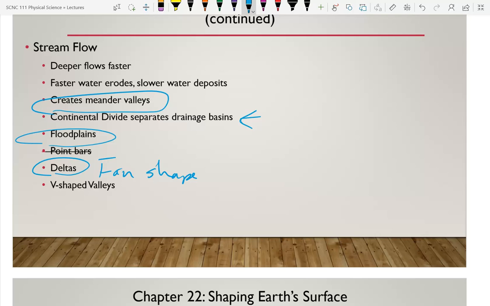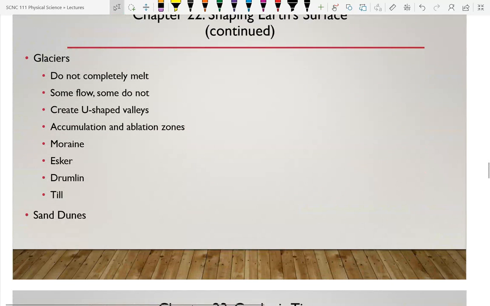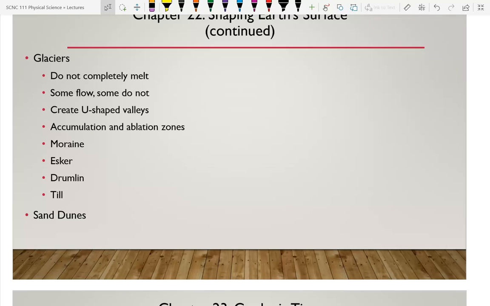And streams carve out V-shaped valleys. So if you look at a valley, it's got a V shape, you can say, wow, that was probably made by a stream. Glaciers, on the other hand, it's a glacier if it doesn't completely melt. You put down snow, over the course of a year, not all of that snow will disappear. So then it's a glacier. Some flow, some don't. They create U-shaped valleys because the entire glacier is sliding, grinding the ground. It's not just eroding in the center where the water is, it's eroding over the entire range of the glacier.